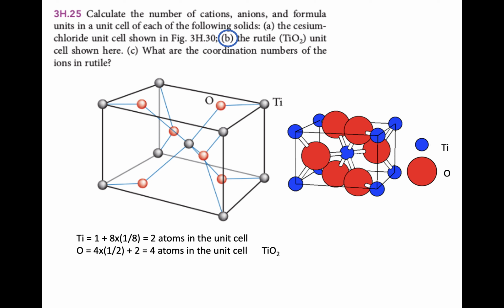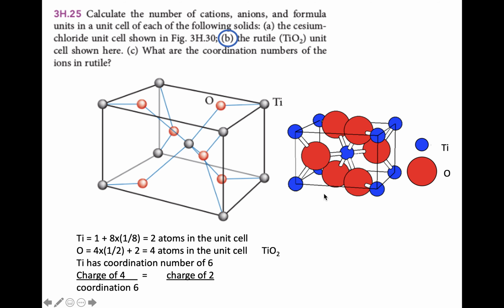For the oxygen, it's going to be helpful, I think, to use both of these representations. I have 2 that are found entirely within the unit cell, and a total of 4 that are on the faces. TiO2 would be the empirical formula then. Let's see if it makes sense then in terms of the coordination. So the titanium is going to have a charge of 4 with a coordination number of 6. I can easily see that in this case right here. 1, 2, 3, 4, 5, 6 neighbors around that titanium.